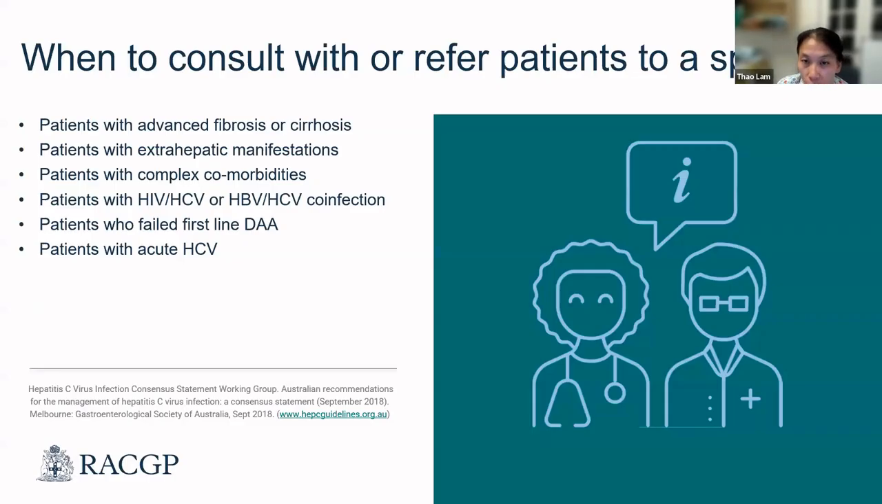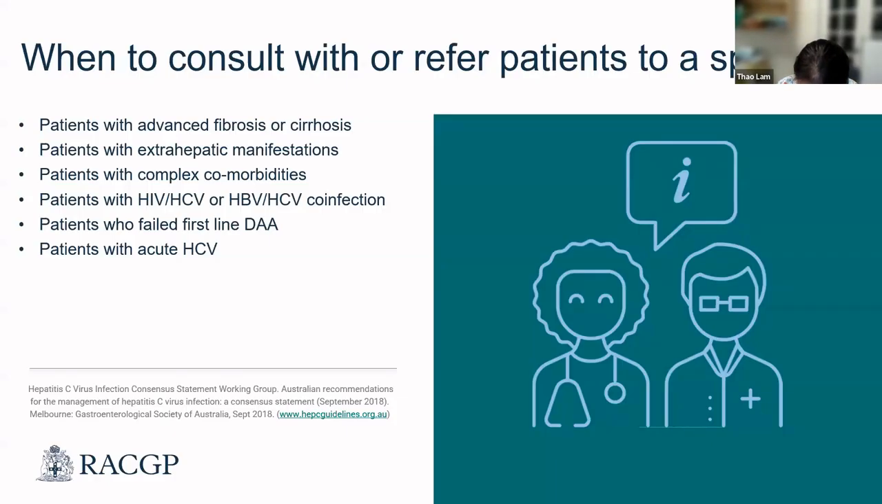When should you consult with or refer a patient to a specialist? It could be a patient with advanced fibrosis or cirrhosis, those with extrahepatic manifestations such as cryoglobulinemia, patients with complex comorbidity, patients with co-infection, although I would say that general practitioners are very good at managing HIV and Hep B. Patients who fail their first-line DAAs, patients with acute Hep C, although now you can actually prescribe it as for people with chronic hepatitis C. Some of these patients may already be treated by a GP in a shared care model with the specialist providing advice and support.